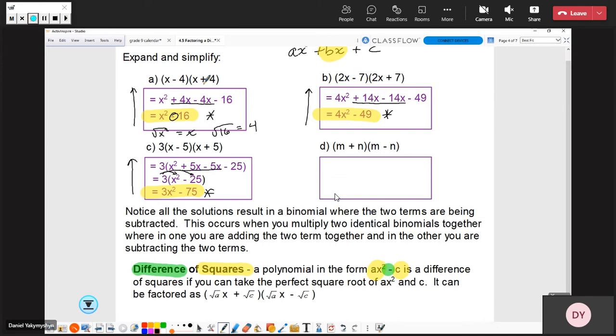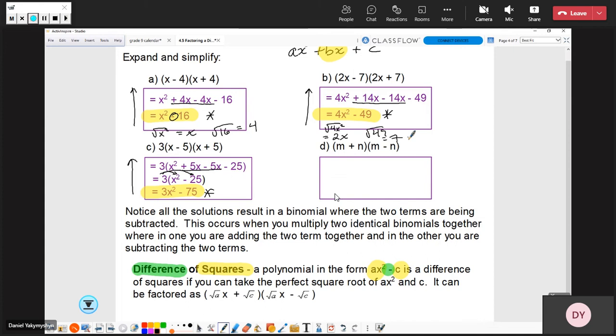Even here, what's the square root of 4x squared? It's just 2x. Right? Square root of 4 is 2. Square root of x squared is x. And then the square root of 49 is 7. So we're going to say 2x minus 7, 2x plus 7.